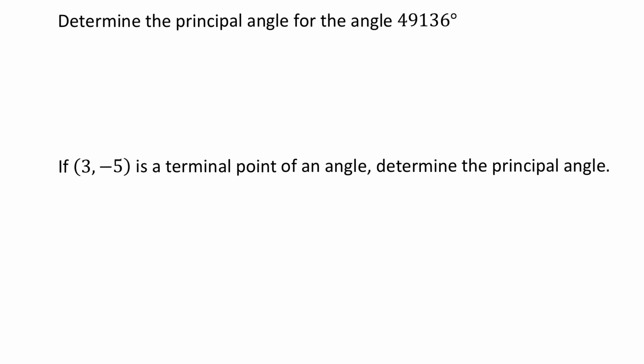All right, let's try a principal angle question. How do we find the principal angle of a really large angle? 49,136 degrees is pretty big. We're going to have to subtract groups of 360, but how many 360s do we have to subtract? And to figure out how many 360s, what we're going to do is take our approach that we normally would do with this type of question and use long division. So we take 4, 9, 1, 3, 6, and we divide it by 360.